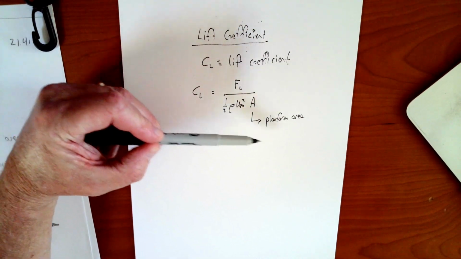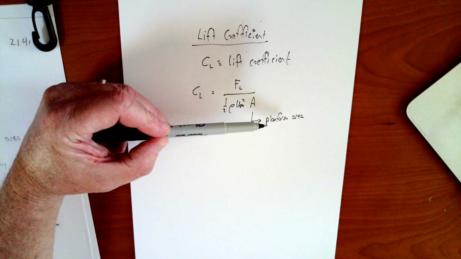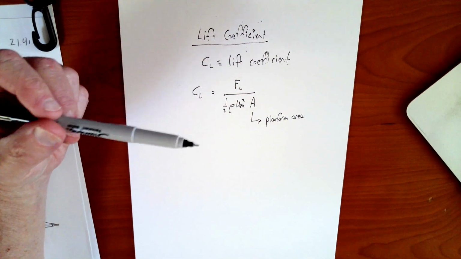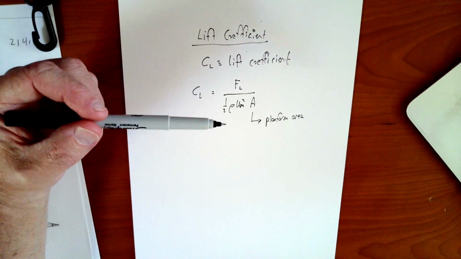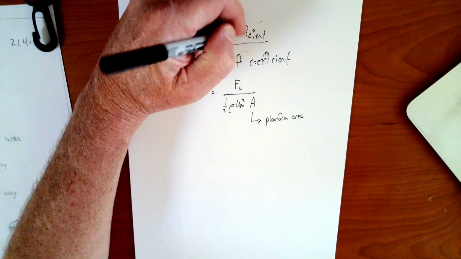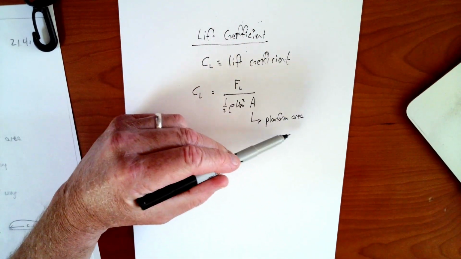The area for the lift coefficient is the planform area. So this is the area when you view it from the top, because of course wings are very, very thin. The area facing the flow is often very, very small. So usually the lift coefficient is defined in terms of the planform area.